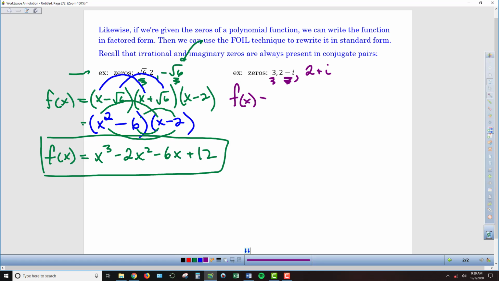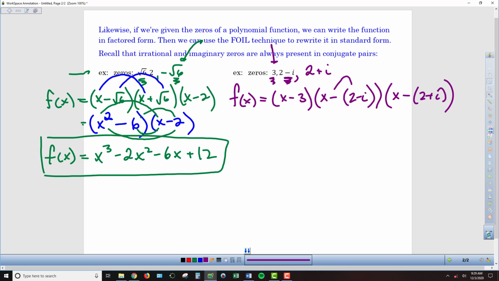So we have f of x equals, I'm going to do the same thing as I did before. I'm going to write x minus 3 as my first factor, since 3 is a 0. And then for these next two, it's x minus, and then in parentheses, I need to put 2 minus i, and then my other factor is going to be x minus, and then in parentheses, I need to put 2 plus i. And I need this extra set of parentheses because this negative is going to end up being distributed to all parts of that particular 0.